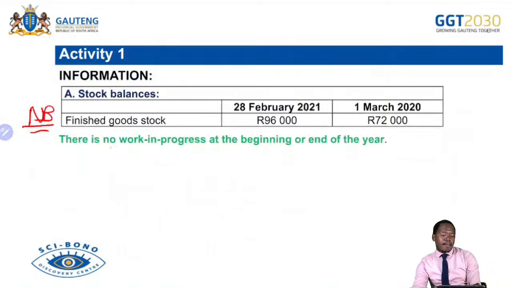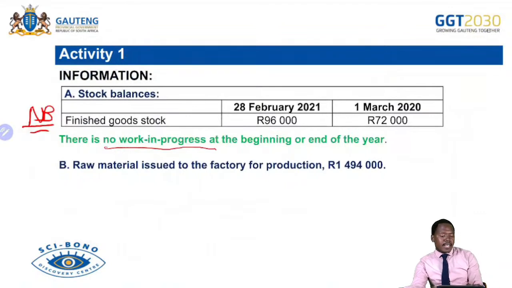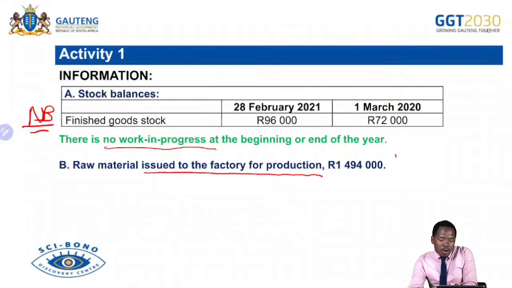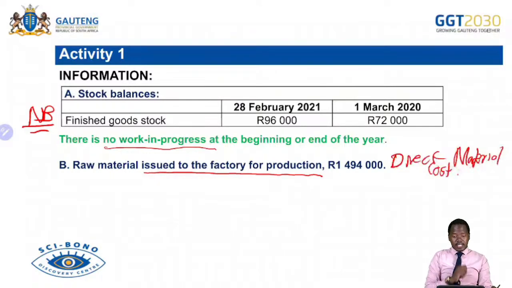Right, now we are given important information here that we don't have any work in progress at the beginning, nor work in progress at the end. Now, raw materials issued to production, issued to the factory for production. Remember, this we call direct material. This is our direct material cost. If we see "issued to production" or "issued to factory for production", that is our direct material, unless they give us other information relating to that.